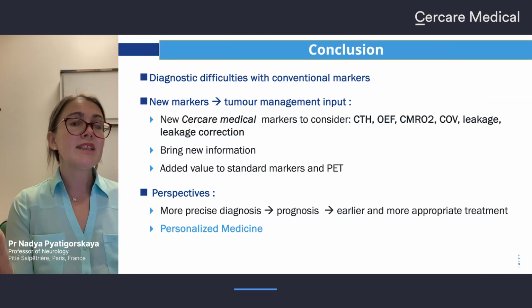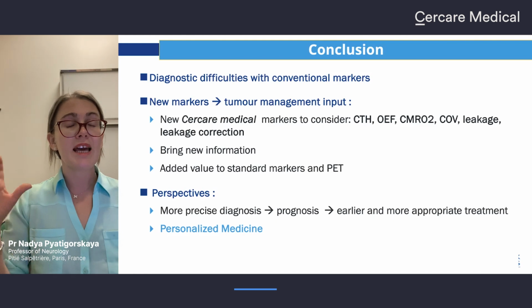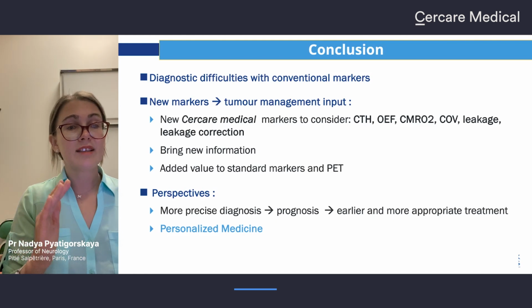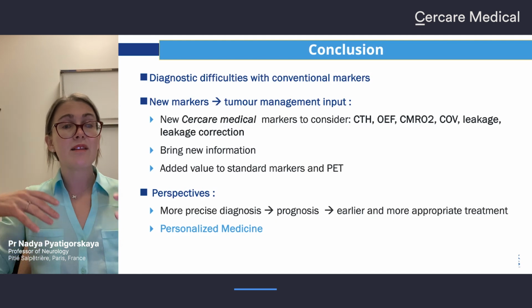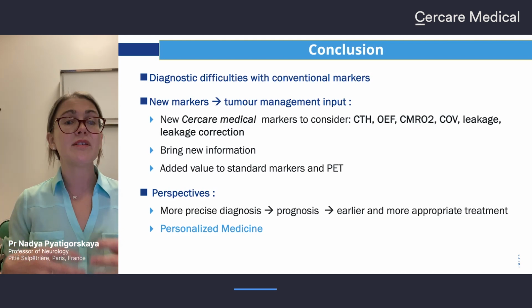So in perspective, what we want is a more precise diagnosis, but also to be able to give a prognosis on the tumor evolution in order to adapt the treatment, to make it earlier and more appropriate, and to arrive at a real personalized medicine for each patient.